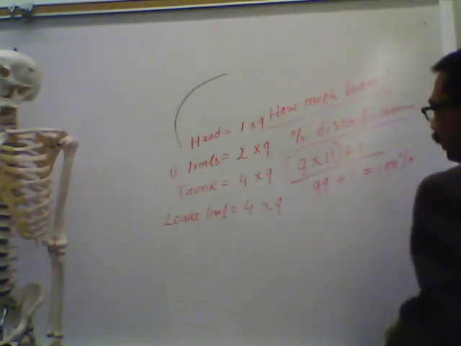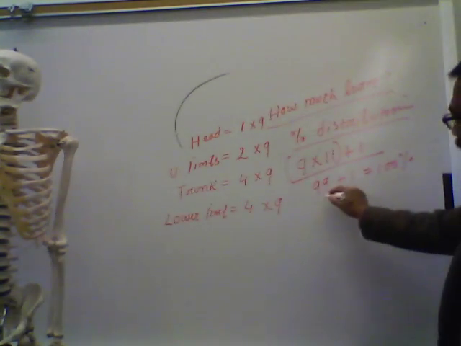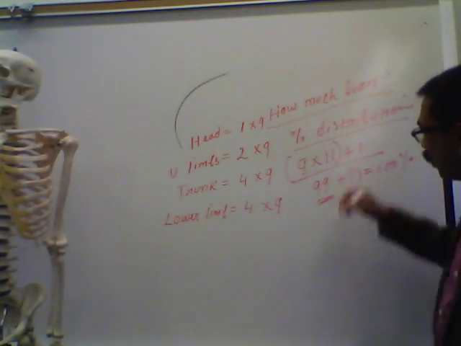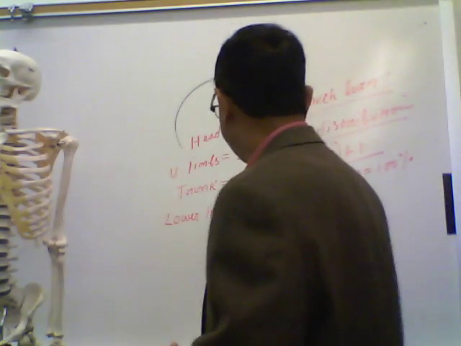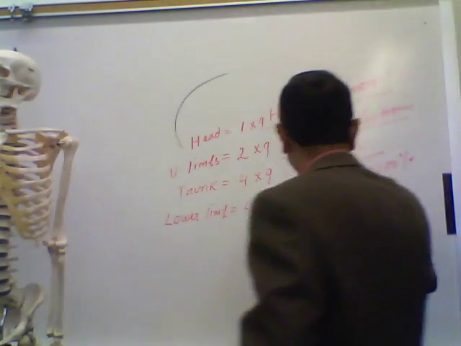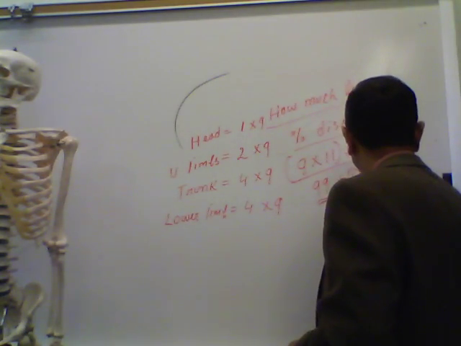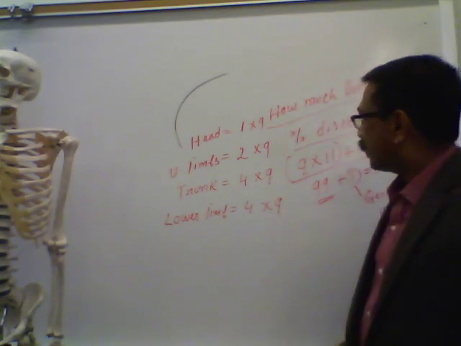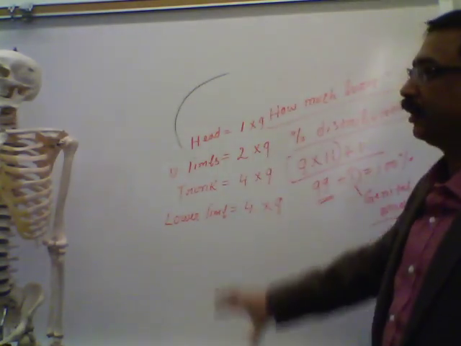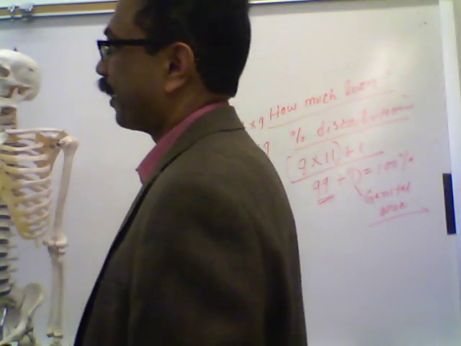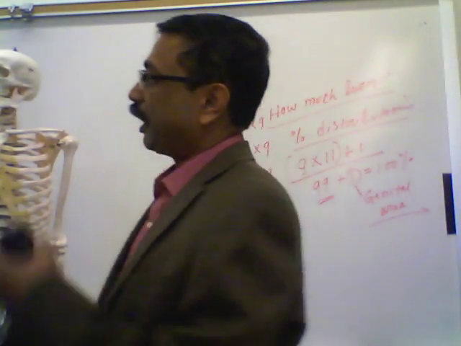Okay. So you got 11 nines, you see. So that is 99%. Now what is the other 1%? 1% is the genital area. Okay, so the genital area is this 1%. So that's how we measure the percent of burn that has occurred in the body. That is called the rule of nines.